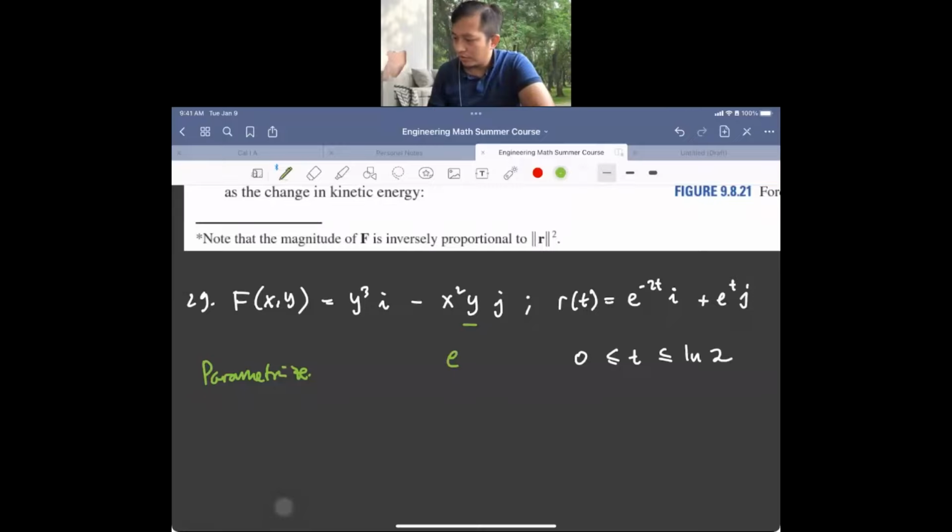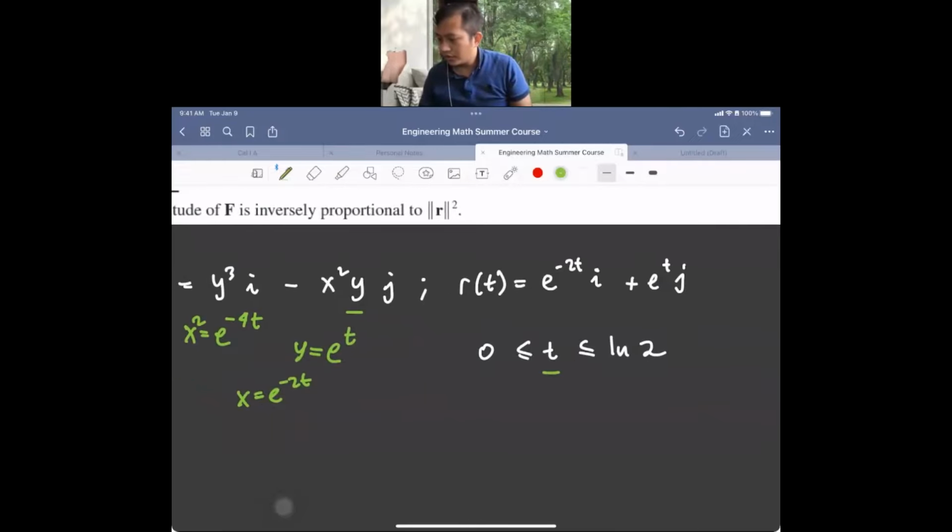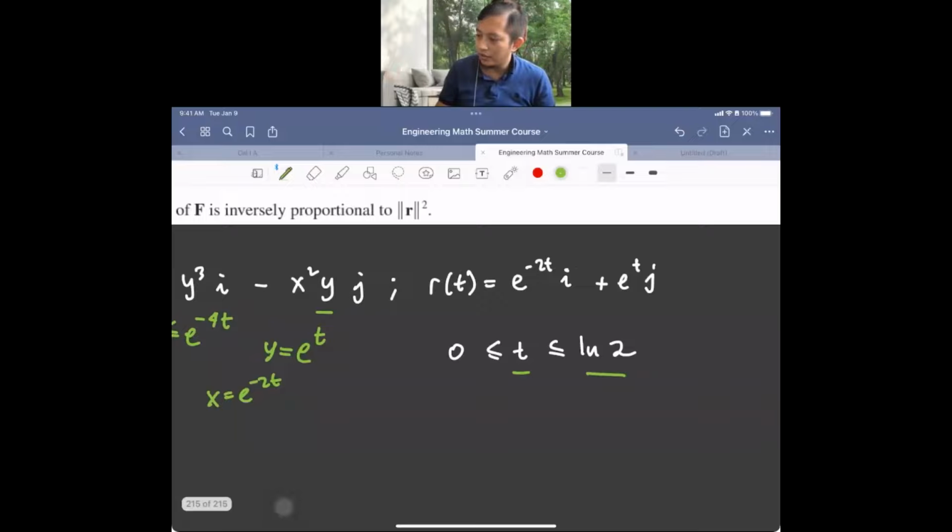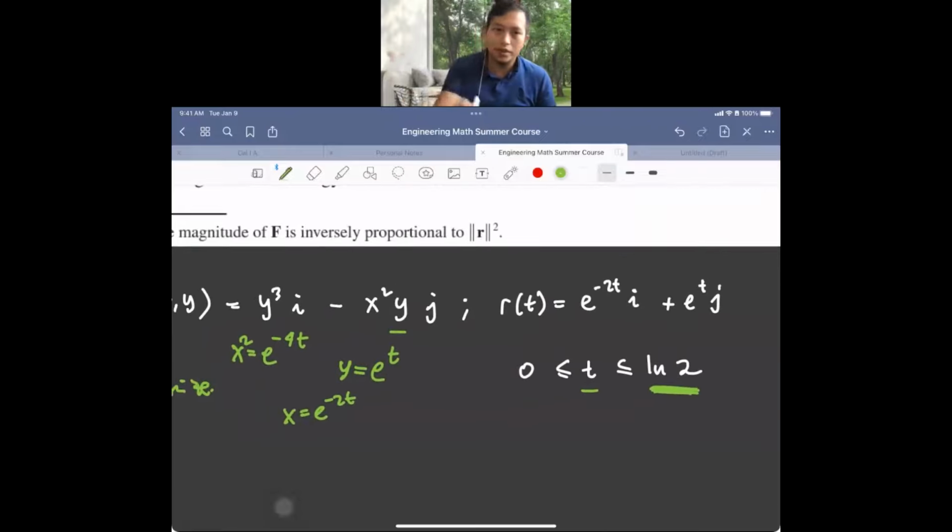So y becomes e to the power of 3t, and x becomes e to the negative 2t. I think the best way to look at this is by looking at the exponent. You could try several parametrizations, and since we have the e, which is related to the ln, I think the best way to parameterize this is by looking at the exponent.